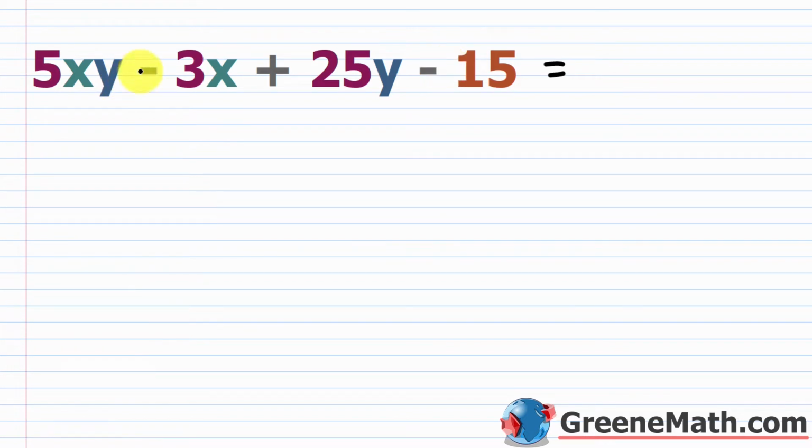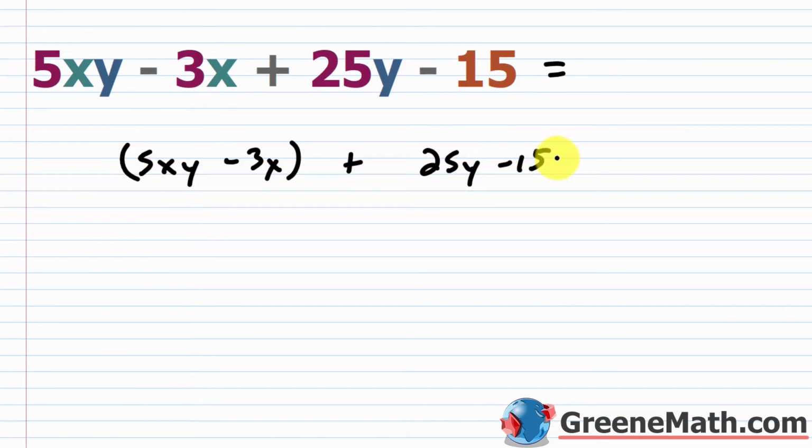In this case, even though you have 2 variables, you can still just take the first 2 as a group and the last 2 as a group. We don't need to rearrange anything. So 5xy minus 3x, and then plus, you'll have 25y minus 15. So from the first group, I can pull out just x. That's all I can do. So I pull out an x. Inside, let me make this more legible, inside I would have 5y minus 3.